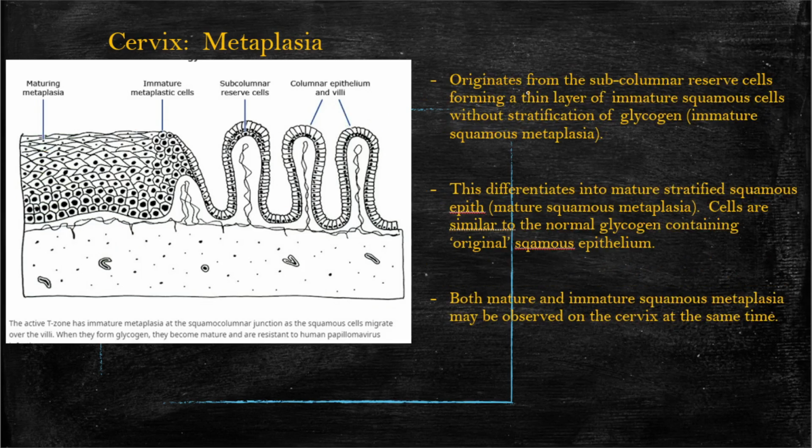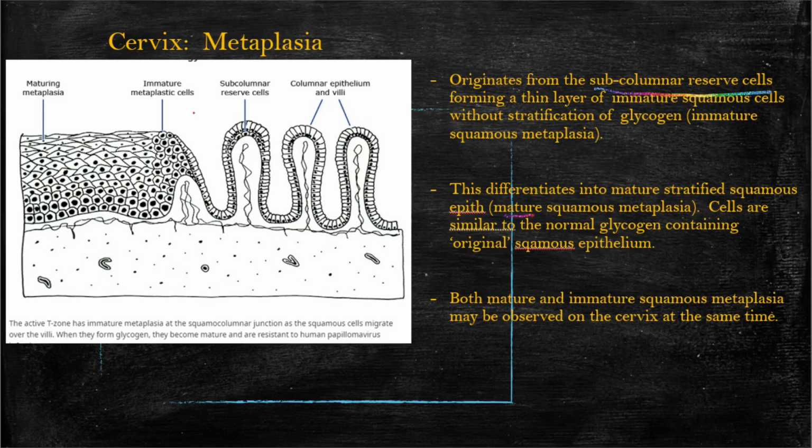So this metaplasia originates from the subcolumnar reserve cells, and it forms a thin layer of immature squamous cells without stratification of glycogen. So this is the immature squamous metaplasia. This differentiates into mature stratified squamous epithelium, and that's the mature squamous metaplasia. So the cells are similar to the normal glycogen containing original squamous epithelium.